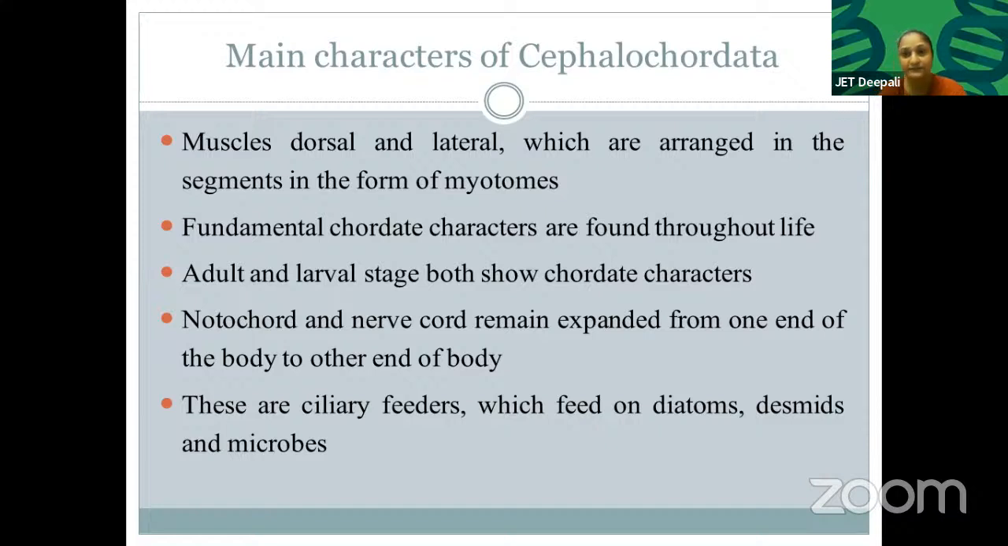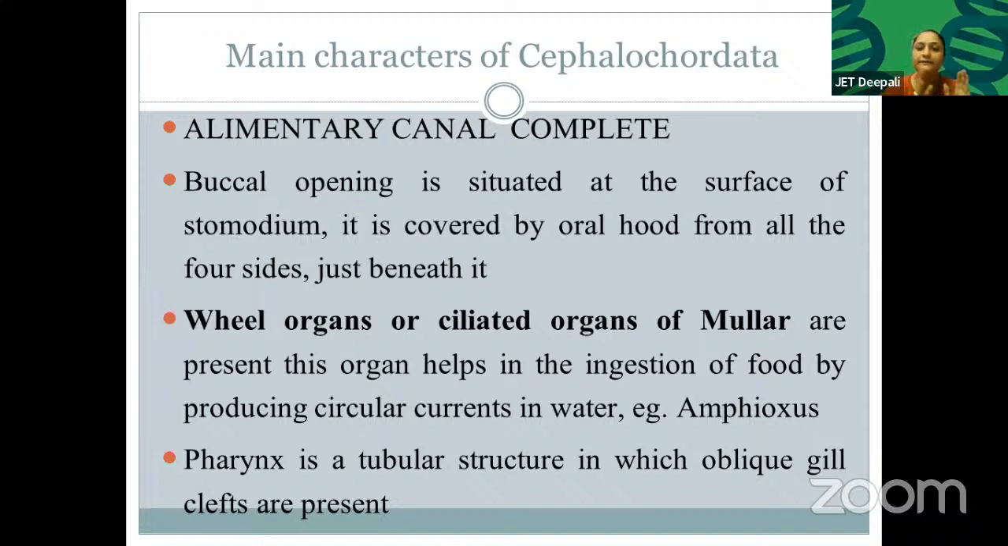These are ciliary feeders, means cilia are there, which feed on diatoms. What is their food? Diatoms, desmids, and microbes. Alimentary canal is complete, means mouth and anus are there. The buccal opening is situated at the surface of the stomodeum. The stomodeum is an opening, covered by oral cirri from all four sides. Wheel organs, see, this is important, because the stomodeum has a wheel-like shape. Ciliated organs. Why ciliated? Because they are ciliary feeders.